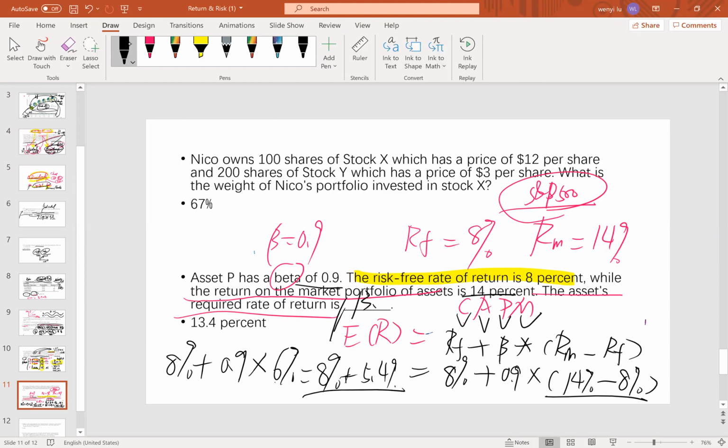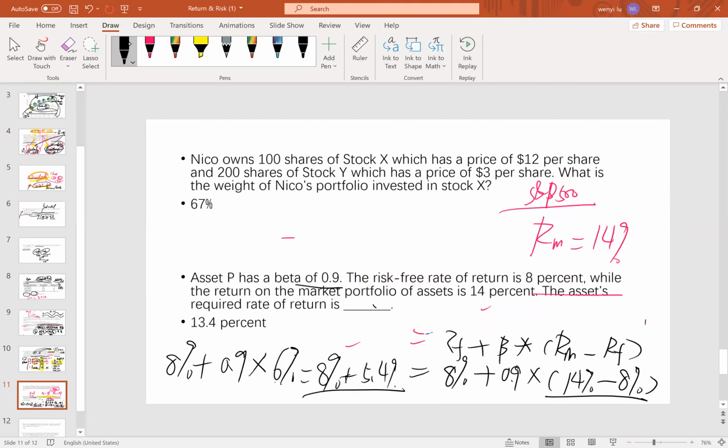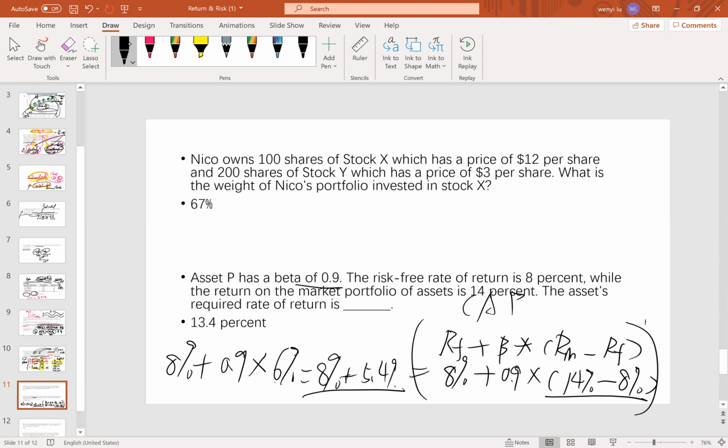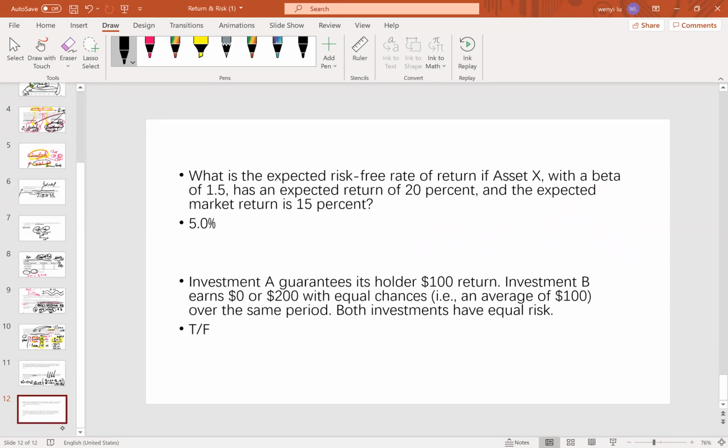So the total will be 13.4%. That's how to apply the CAPM model to calculate the required rate of return for our asset. If you have any questions about the CAPM model, please let me know. It's very important. CAPM is the capital asset pricing model. Next one.